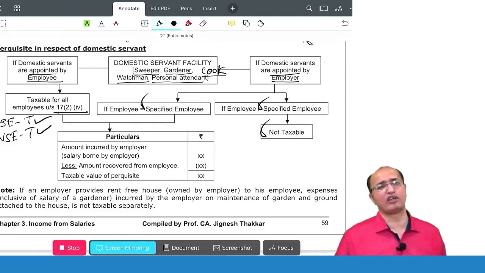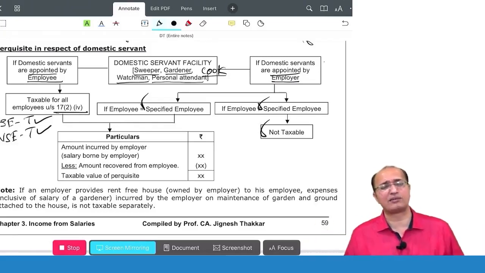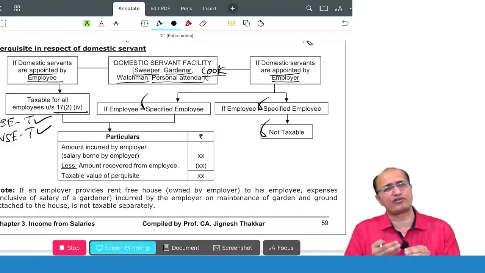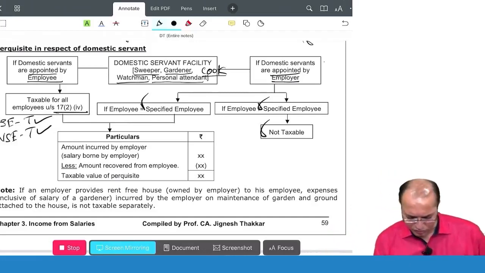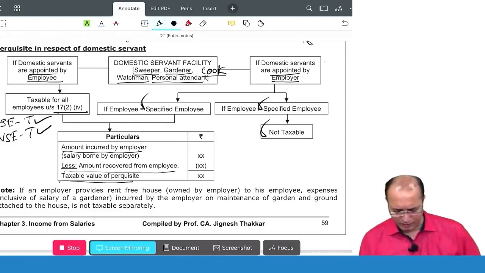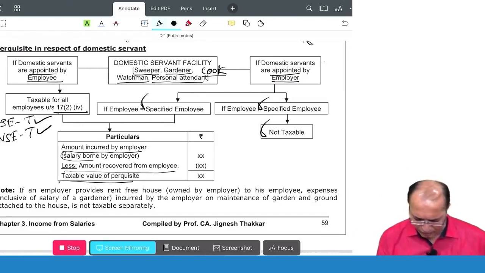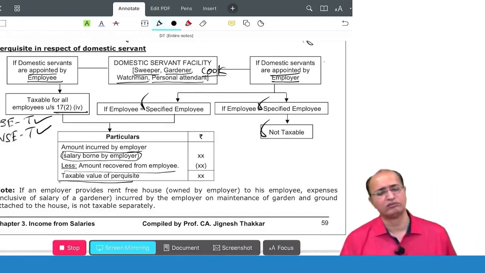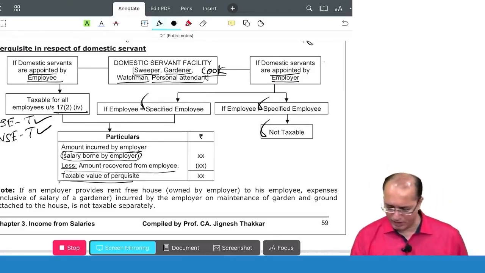what is the taxable value of the perquisite? It is very simple: amount incurred by employer minus amount recovered from the employee. What is the amount incurred by employer here? Whatever amount of salary of the domestic servant is paid by the employer, that is the amount incurred by employer. So you write amount incurred by employer minus amount recovered from employee, the balance is the taxable value of the perquisite. And what is the amount incurred by employer? It is nothing but the salary of the domestic servant paid by the employer.